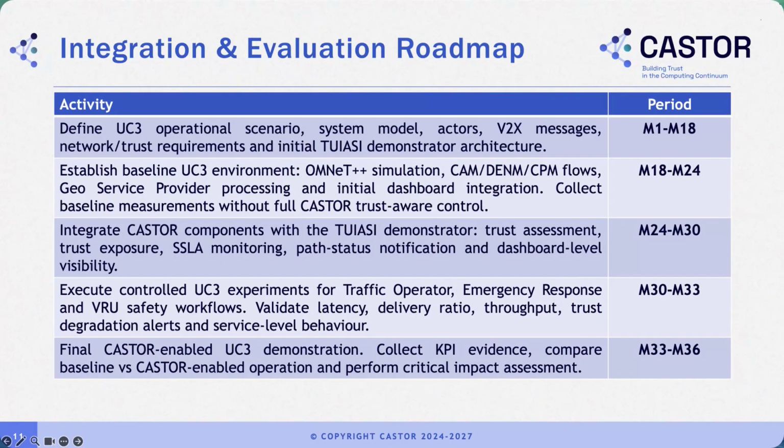Our roadmap runs across the projected timeline, so M1 to M18 to define the scenario, actors, messages, and architectures. M18 to M24 stand up the baseline environment and collect measurements without full CASTOR control. M24 to M30 integrate the CASTOR components. M30 to M33 run the controlled experiments across all three workflows. And M33 to M36, the final demonstration comparing baseline against CASTOR-enabled operation.